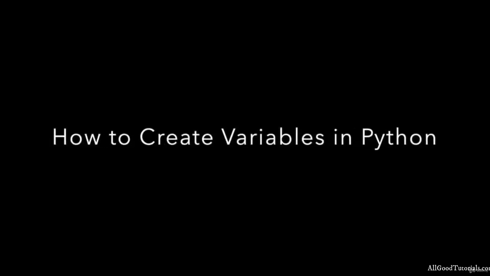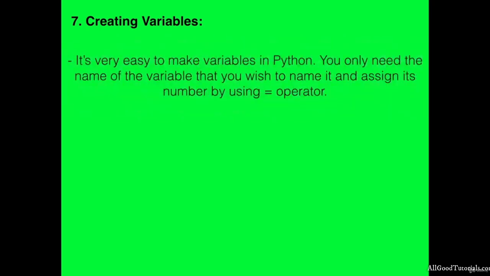How to create variables in Python. It's very easy to make variables in Python. You only need the name of the variable that you wish to use and assign its number by using the equal operator. Let's see how.